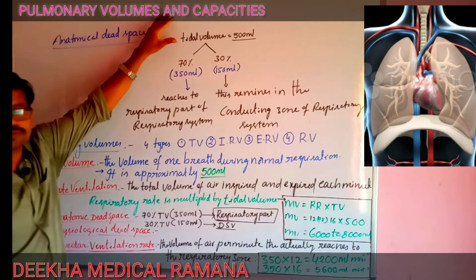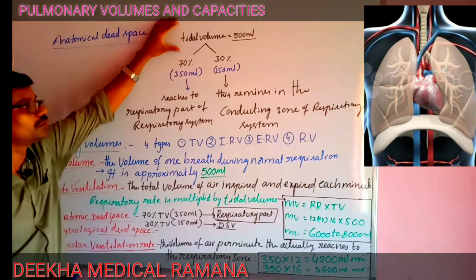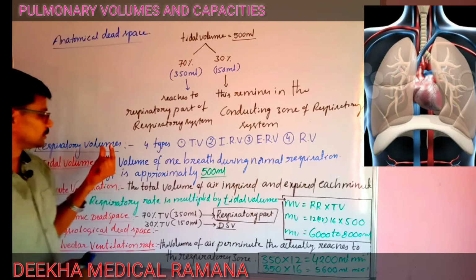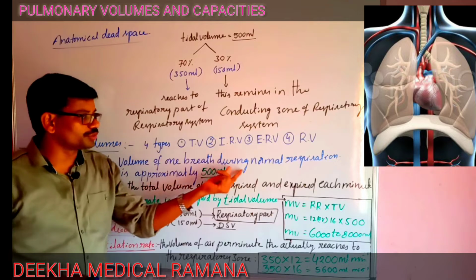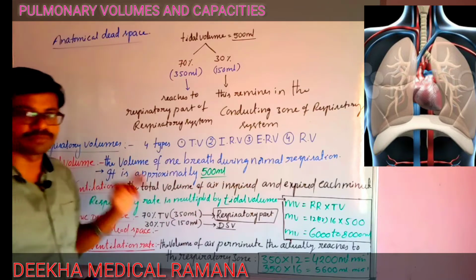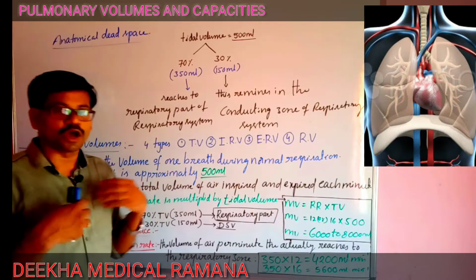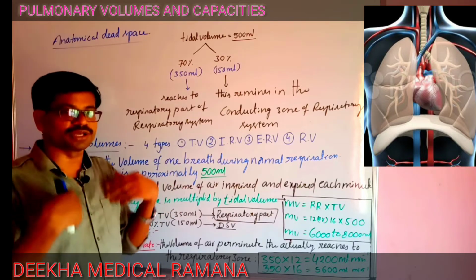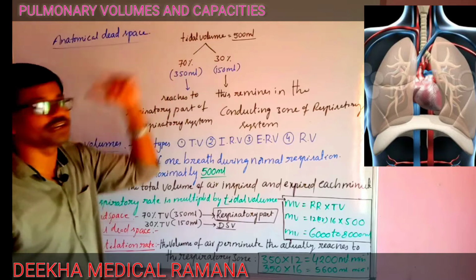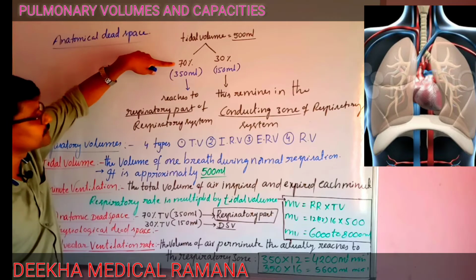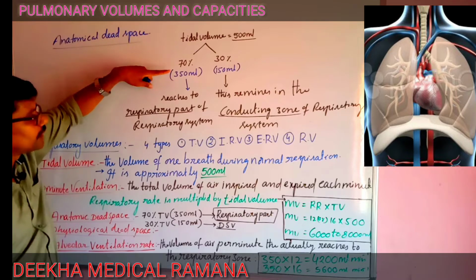We know about the tidal volume. In a healthy human being, the tidal volume is about 500 ml. The tidal volume is the volume of one breath during normal respiration. In normal respiration, one breath is one inspiration and one expiration. How much air you inspire and expire is about 500 ml. Of this 500 ml tidal volume, 70%, that is 350 ml of air, reaches the respiratory part.